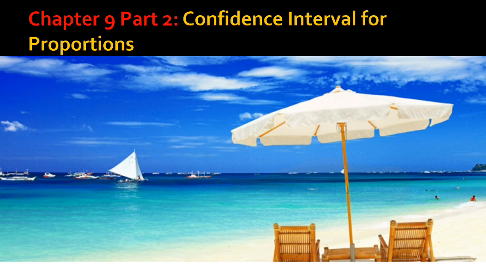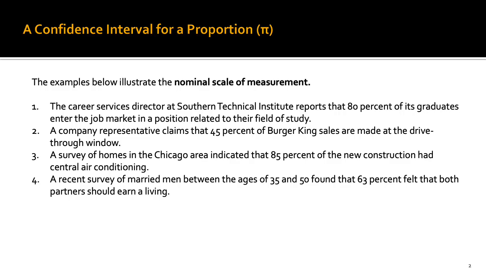Chapter 9, Part 2, Confidence Intervals for Proportions. Think back, in this case, to our binomial distribution. When do we use a confidence interval for a proportion? Well, we use it specifically when we're looking at nominal level data, qualitative data rather than quantitative data. So here's a few examples.